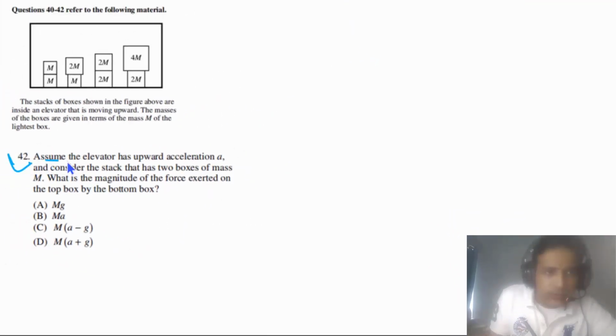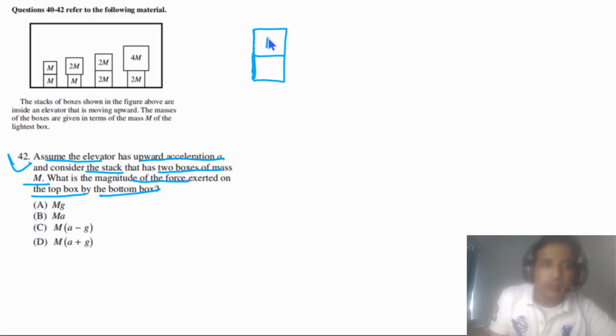Question 42 says, assume the elevator has upward acceleration A and consider the stack that has two boxes of mass capital M. What is the magnitude of the force exerted on the top box by the bottom box? So we can draw this arrangement again. So we have these two boxes. Mass of this box is capital M and mass of this one is also capital M. For this question, it is given to us elevator is moving upward with acceleration A. So it means acceleration of this box is also A.